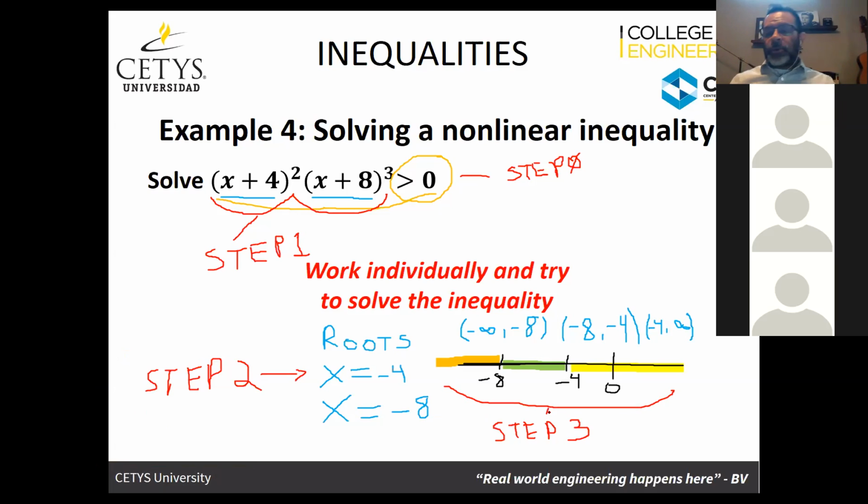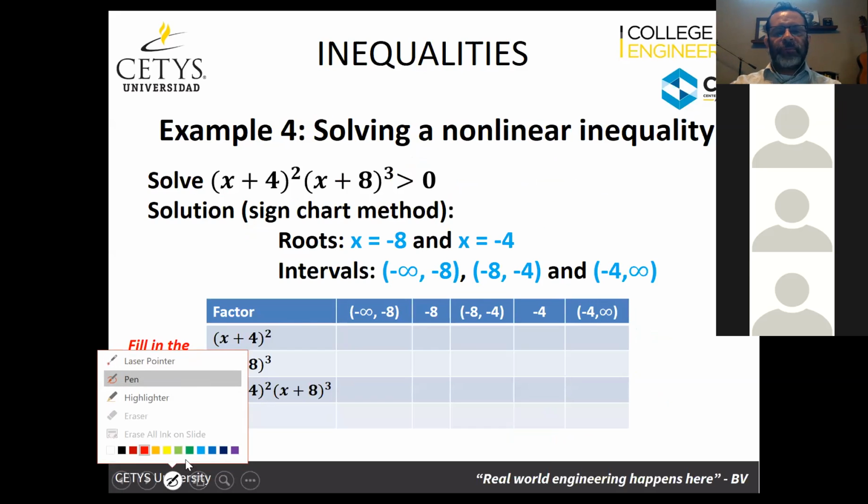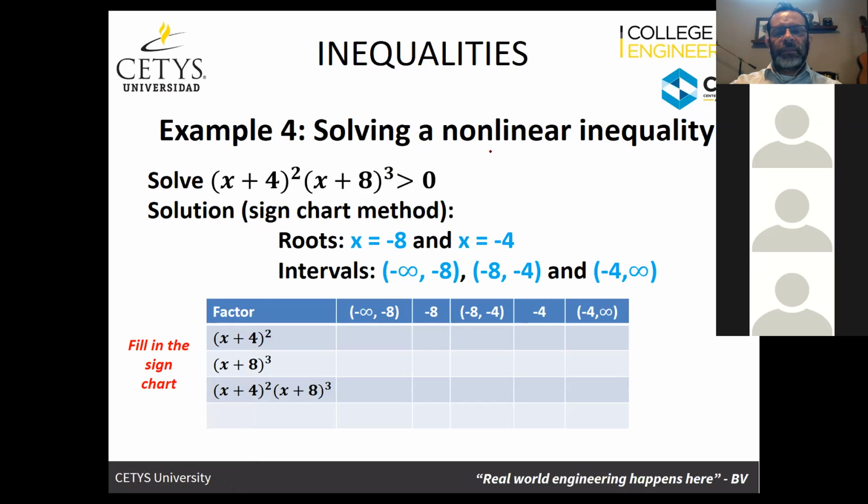Questions? Are we okay up to this point? Questions up to here? We haven't solved the problem yet. We've still got three more steps. These are basically the first 3 steps: step 0, step 1, and step 2. Yes, go ahead, Viviana.